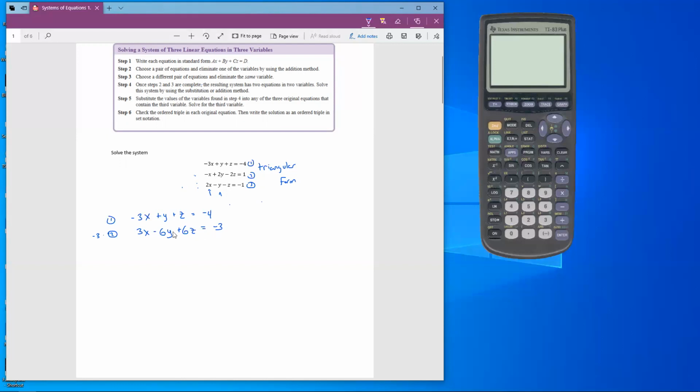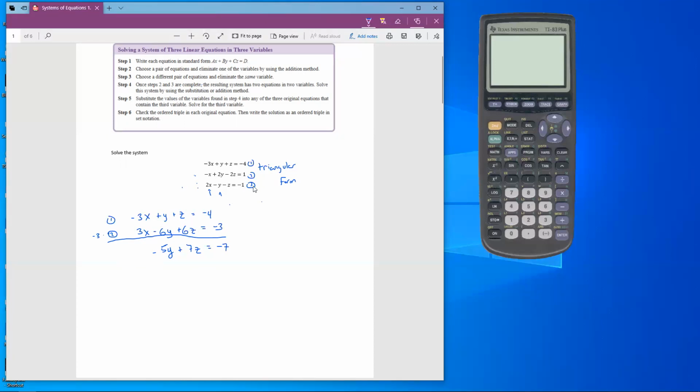All right, so let's go ahead and do this arithmetic. You can guess why I wanted to multiply by negative 3 now, because that cancels the x's. 1 plus negative 6, that's going to be negative 5y. 1 plus 6, that's going to give us 7z. And we end up with negative 7 on the right-hand side there.